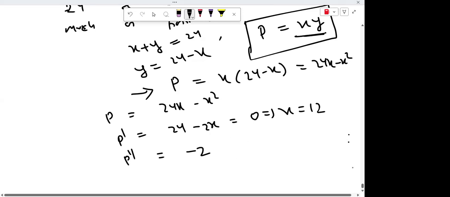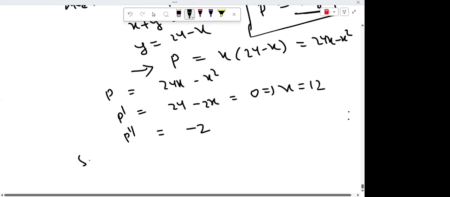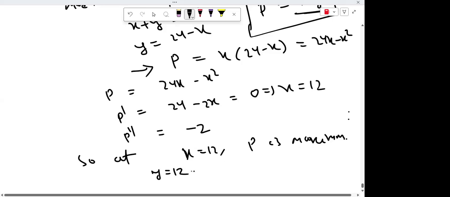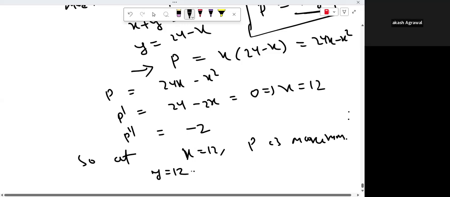Okay. So at x equals 12, P is maximum. So x is 12, so y will be 12 also. So what it means is, if you have two numbers whose sum must be 24 and product is maximum, the numbers you must choose are 12 and 12.